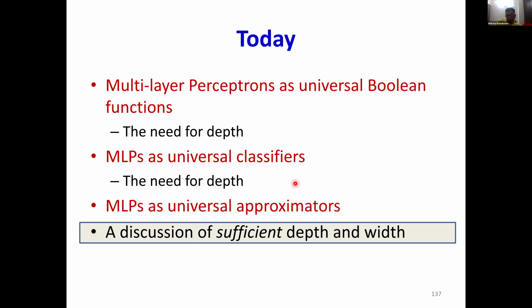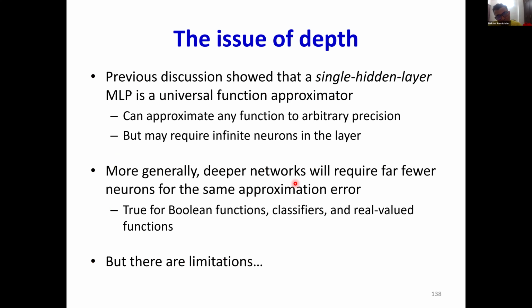Thank you. Appreciate it. So the previous discussion showed that a single hidden layer MLP is a universal function approximator. It can approximate any function to arbitrary precision, but may require an infinite number of neurons in the layer. More generally, deeper networks will require far fewer neurons for the same approximation error. This is true for Boolean functions, classifiers, and real-valued functions, but there are limitations.